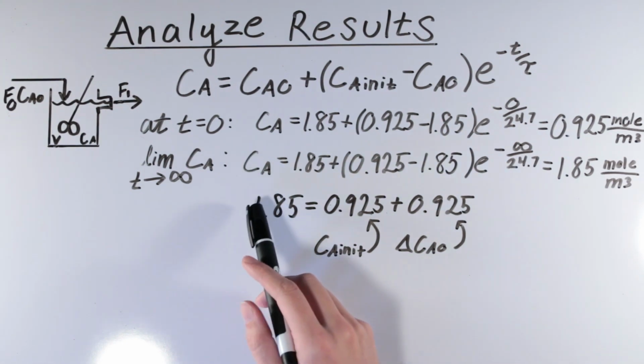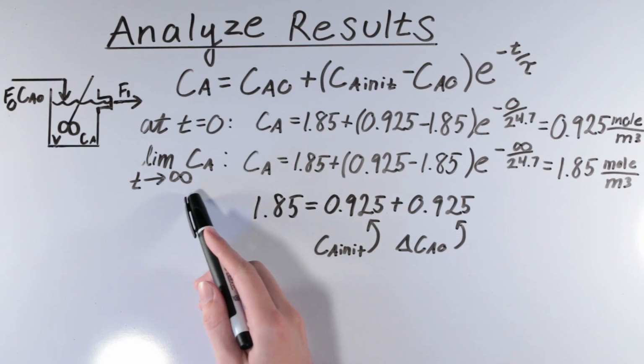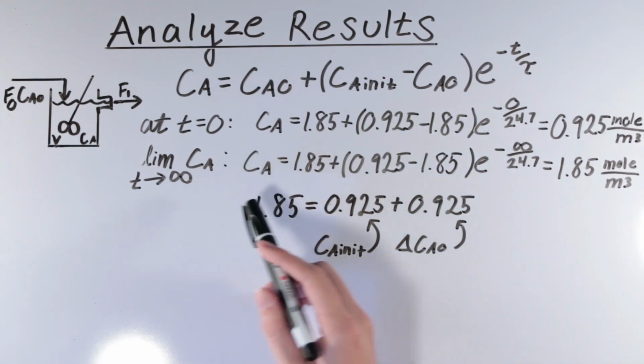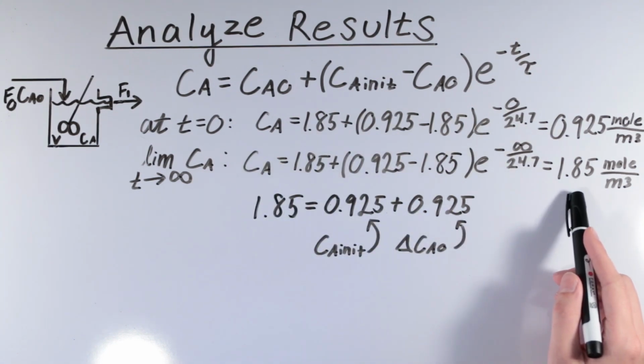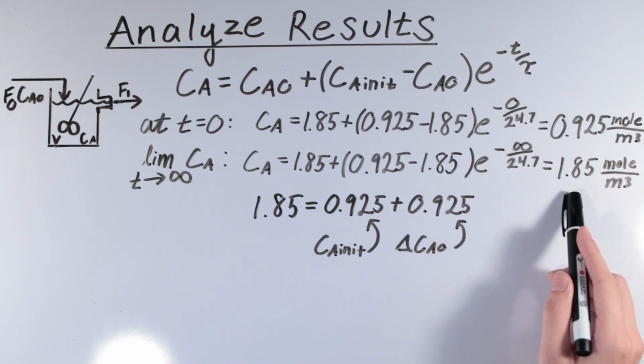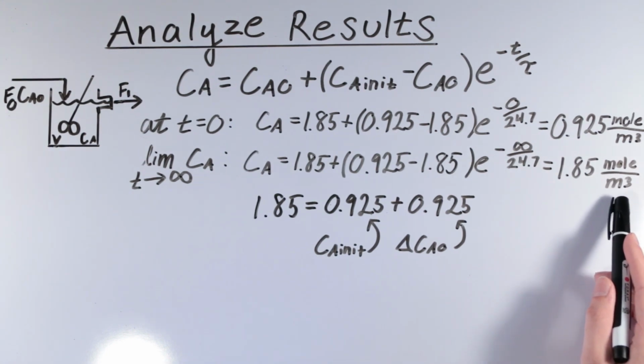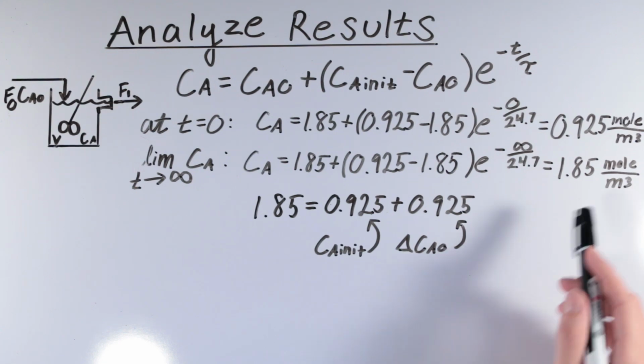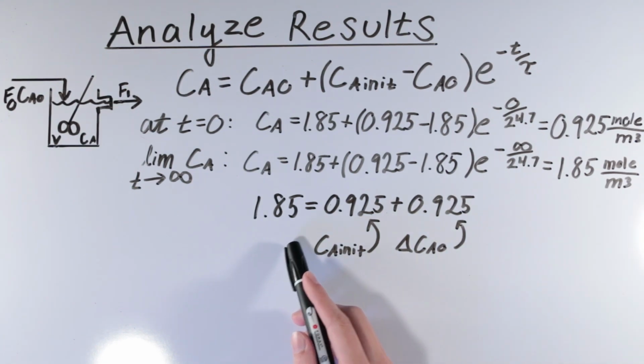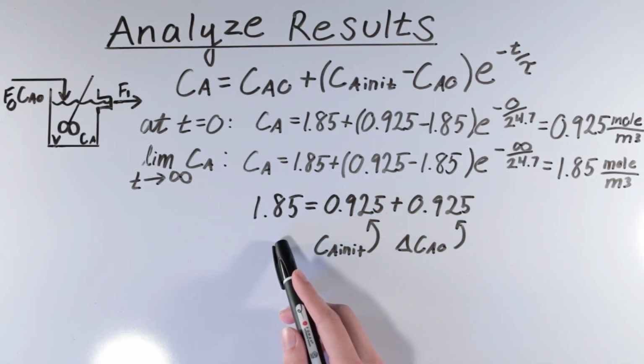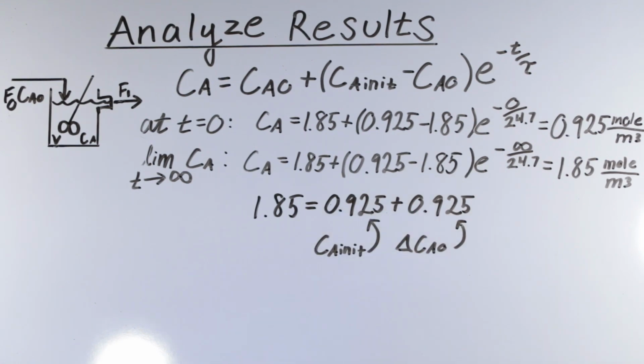We also evaluate the equation taking the limit as time approaches infinity, and we find that the concentration after infinite time is 1.85 moles per meter cubed. This corresponds with the new steady state value after the step change in the input concentration. So these values indicate that the solution exhibits the appropriate boundary behavior that we would expect for this problem.